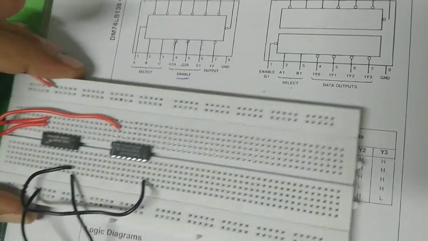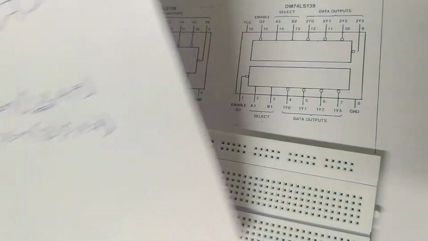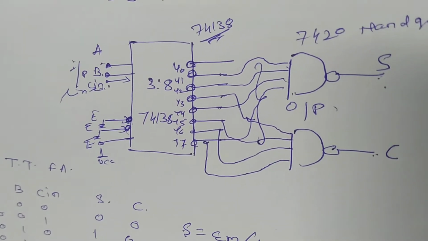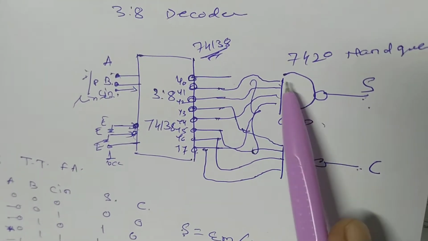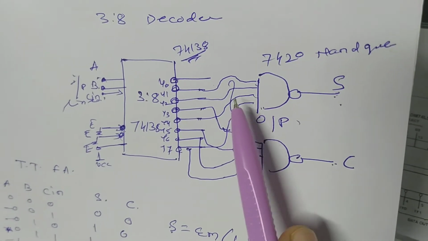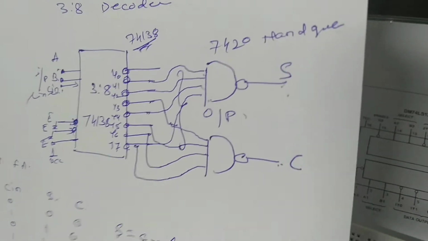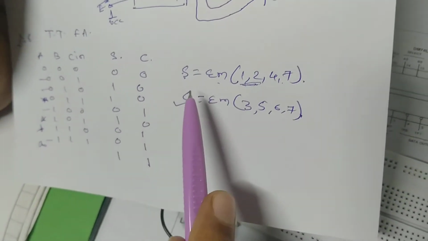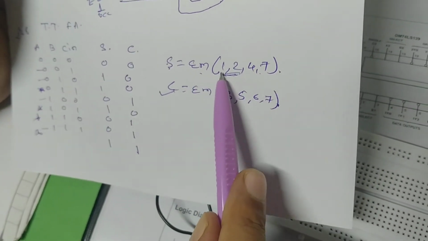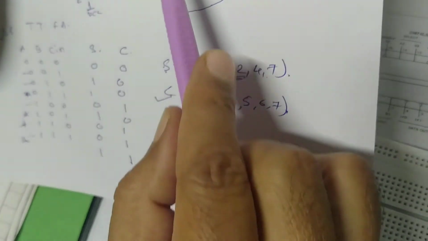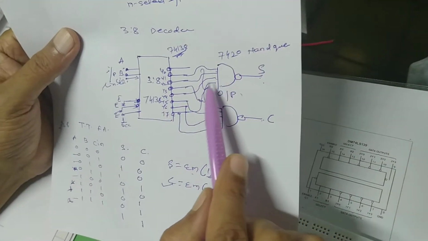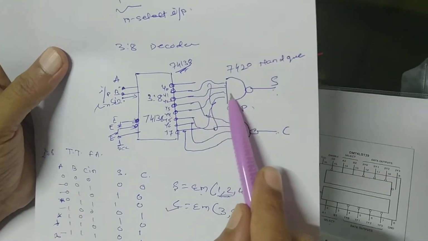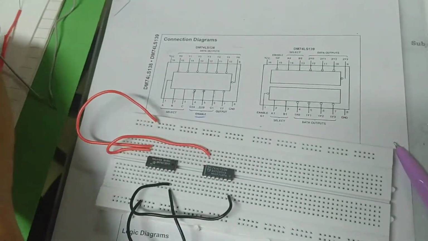Now we will make the connections according to this diagram. So here we have to make the connection for this sum. We will finish the connection for sum first, and then we'll do the connection for the carry. So for sum, these are the main terms: 1, 2, 4 and 7. These are connected to the input of the NAND gate, 4 input NAND gate. So we will connect that first.